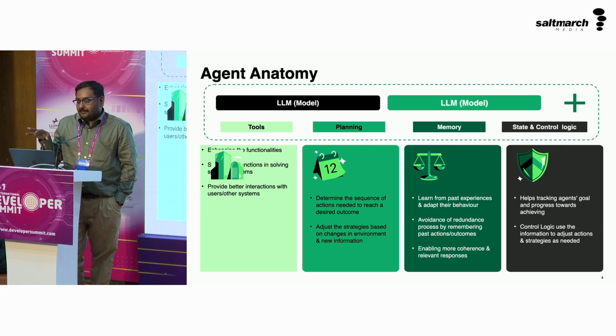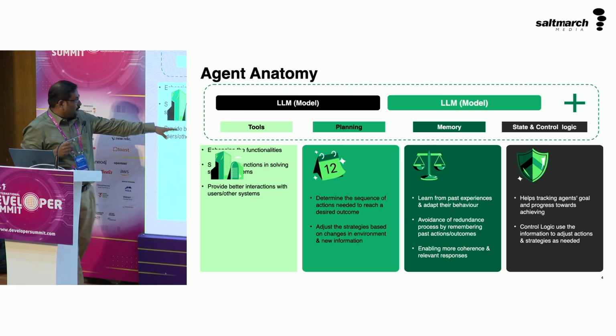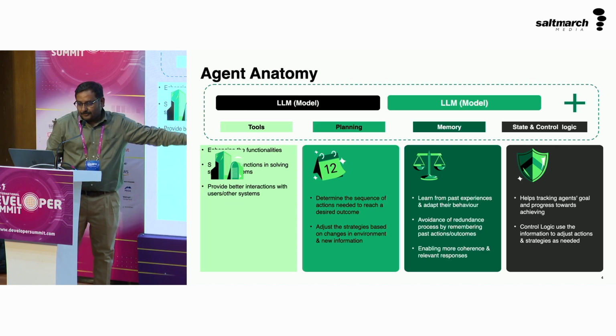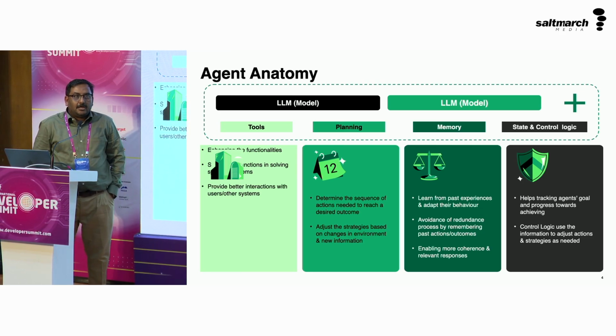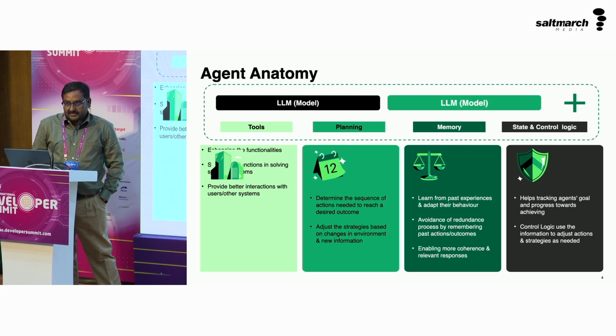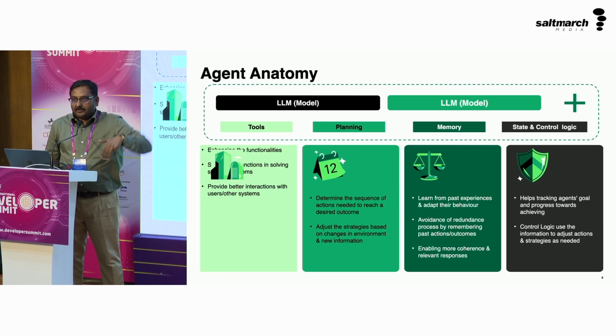So I put it in a very simple way: an agent consists of tools, planning, memory, and control logic. Sorry, I think this is due to the PPT issue, just apologies. So tools are nothing but your actions. Let's say you might have some APIs in your enterprise system, which as part of your agentic implementation, you want to call and involve as part of your conversation. That's what the tool is.